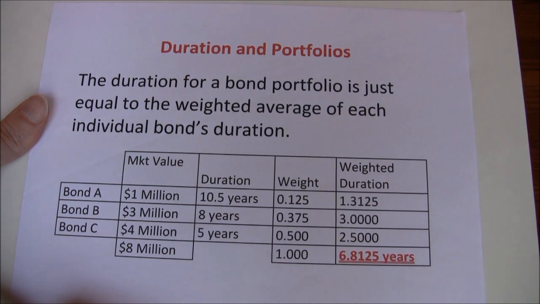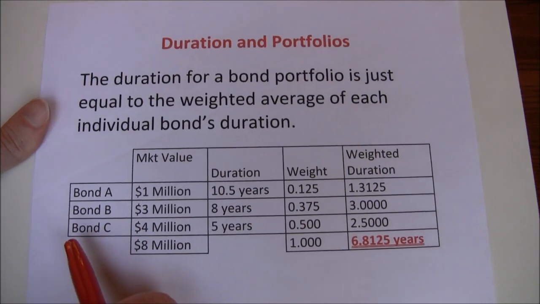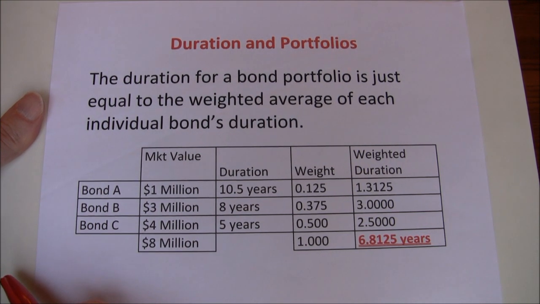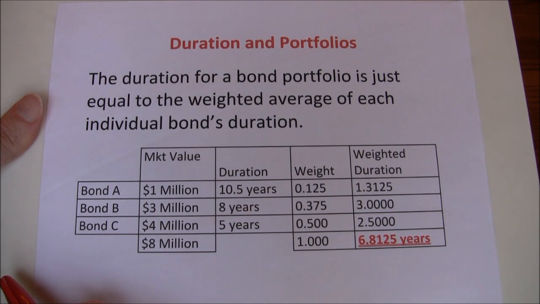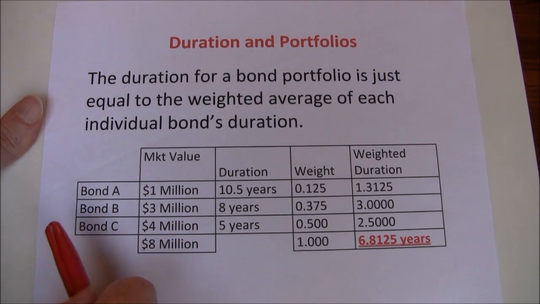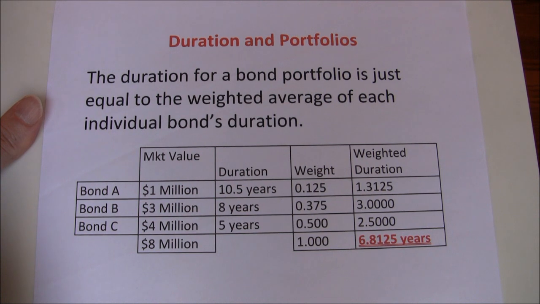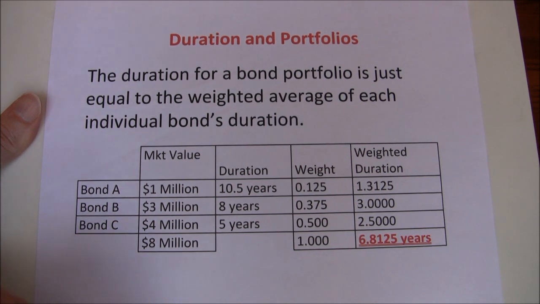Last thing on this video, what happens if I'm not looking at a bond, but instead a bond portfolio? What if I have 50 or 60 bonds in there? How do I calculate the duration of that portfolio? The answer is it's really easy. The duration for a bond portfolio is just equal to the weighted average of the individual bonds' durations.